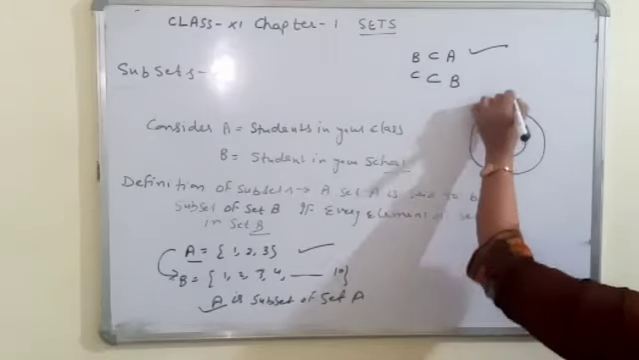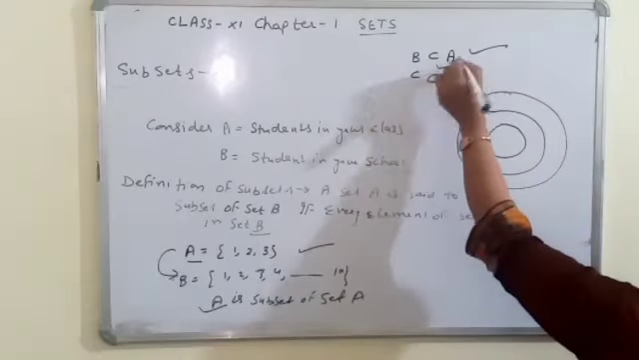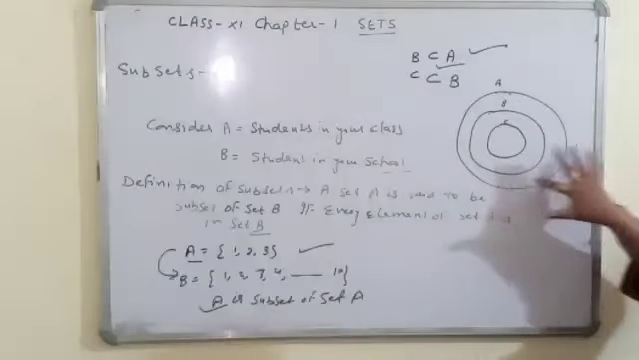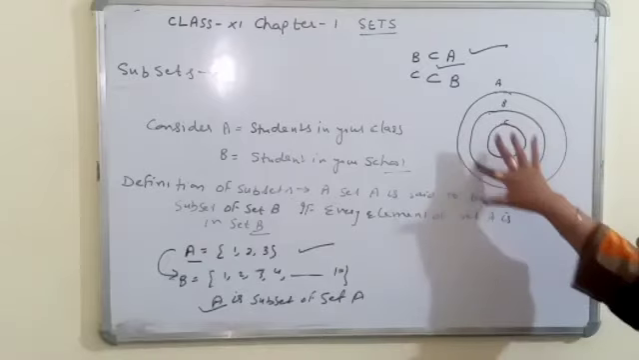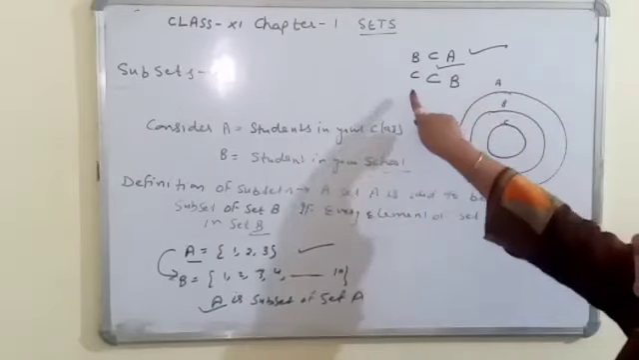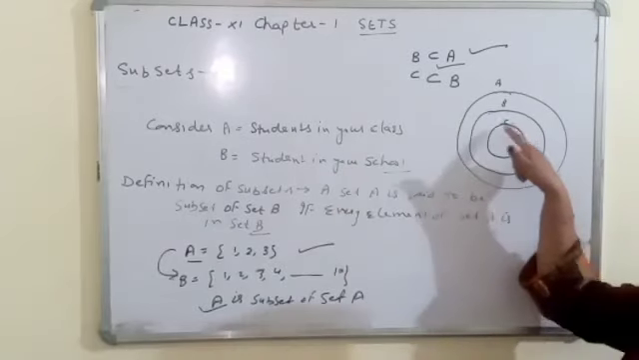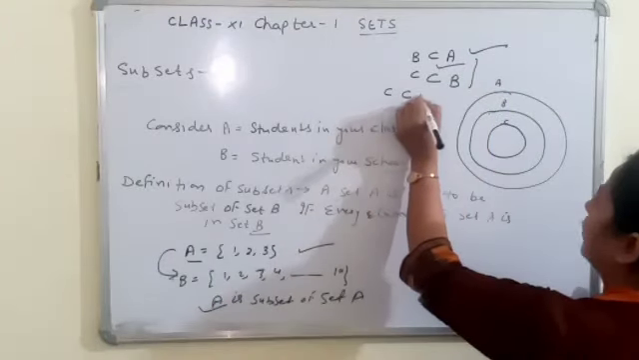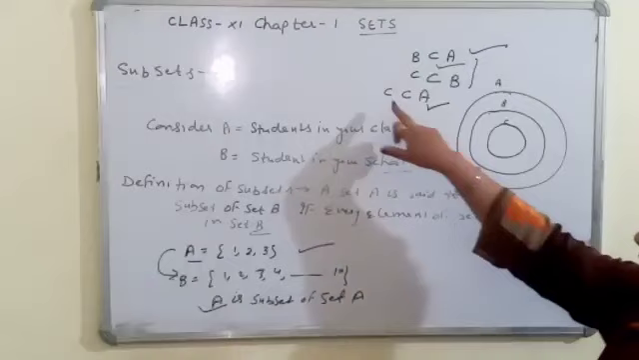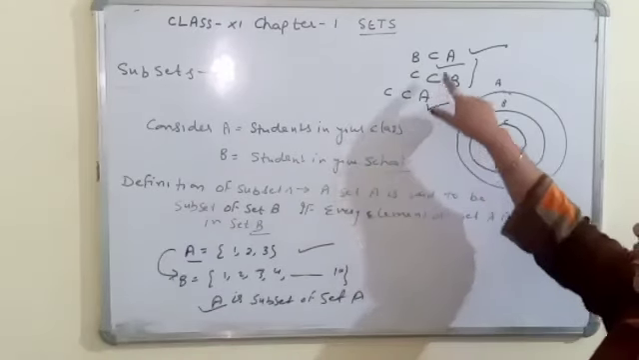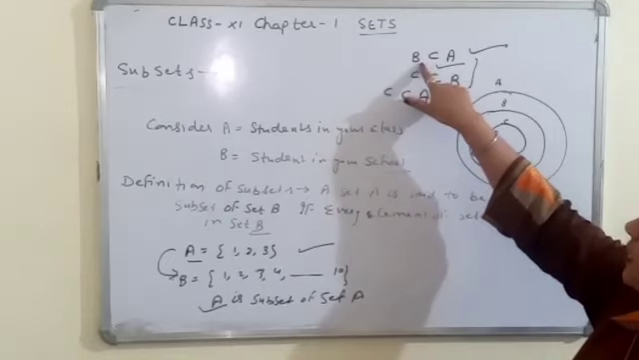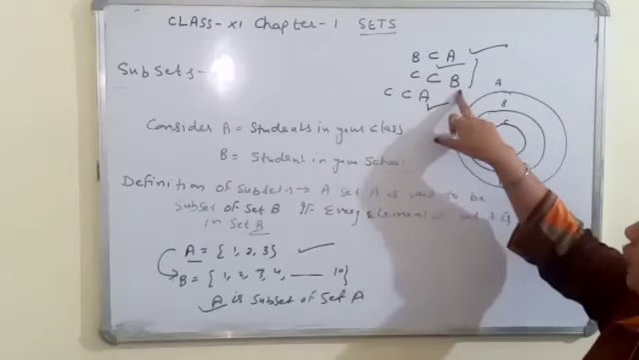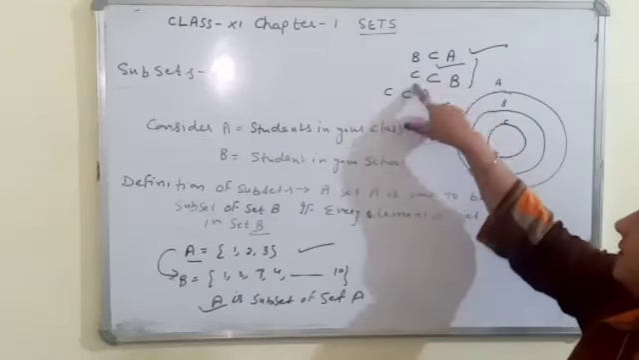Now, B is a subset of A. It means all the elements of B are present in A. And here C is a subset of B. It means all the elements of set C are present in set B. So here we can conclude that C is also a subset of set A, because all the elements of set B are present in set A and all the elements of set C are present in set B. So we can say that C is also a subset of set A.